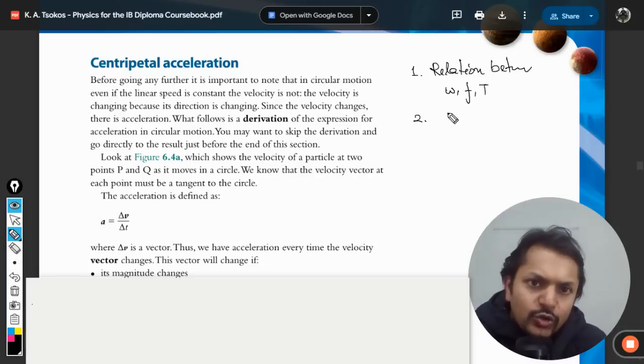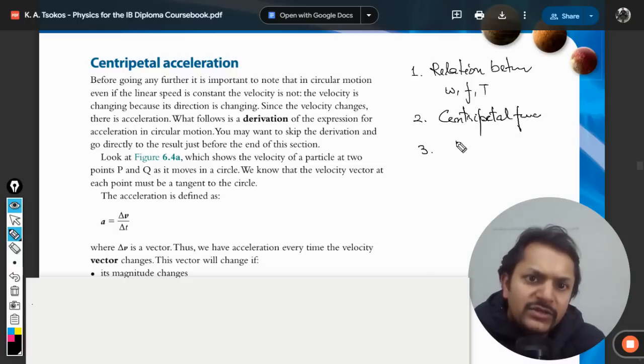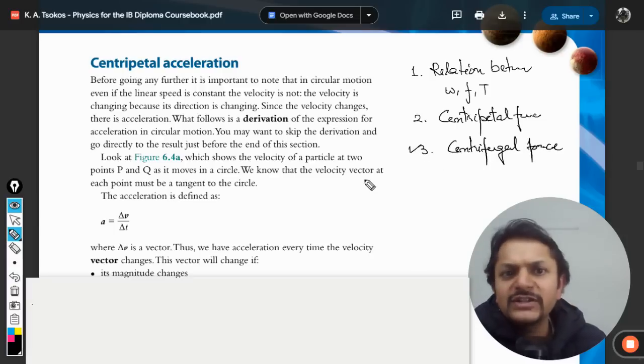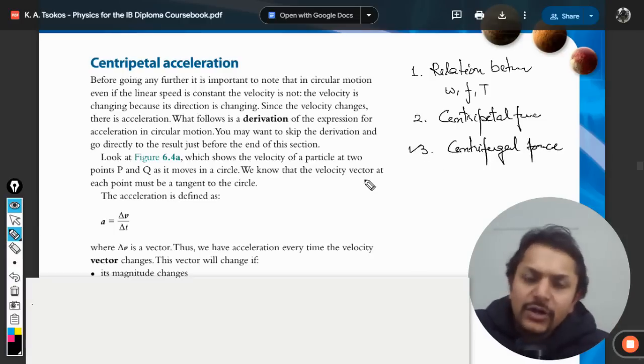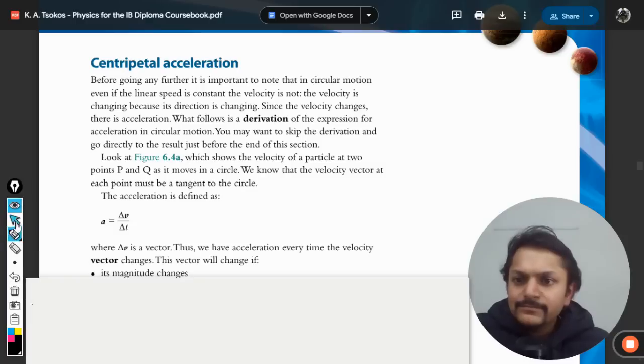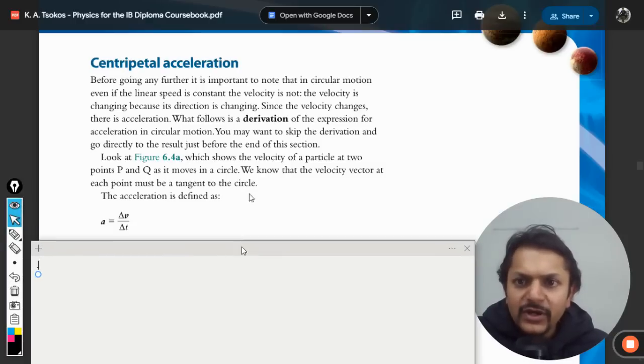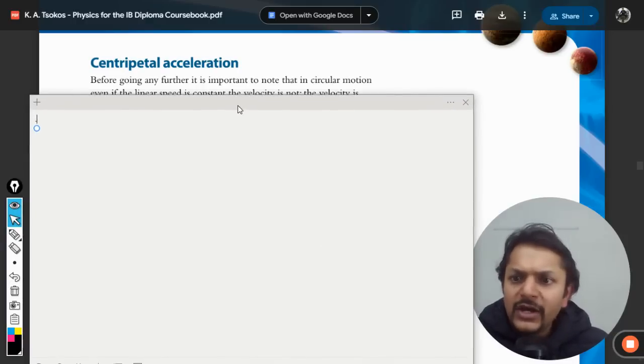Now, point number two is we will go into the centripetal force concept. And point number three is there is again a force which is called centrifugal force. So I will be telling you about the centrifugal force also in this topic. Okay, so let us talk about this first of all.